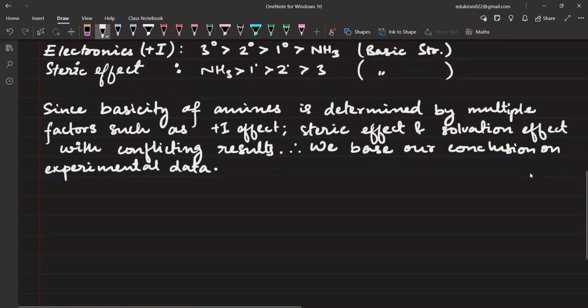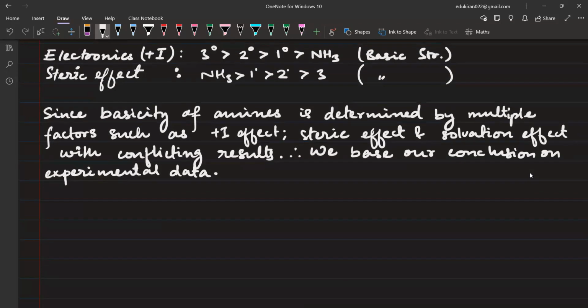Now what is the experimental data? Experimental data is regarding two types of amines that we have to remember. One is when you have an ethyl substituent. Okay, then in that case 2 degree is the most basic, followed by 3 degree, followed by 1 degree, and then followed by ammonia. Okay, ammonia is the lowest.